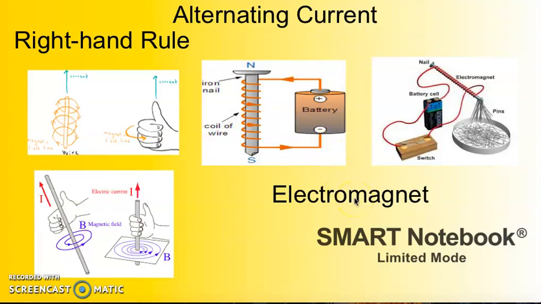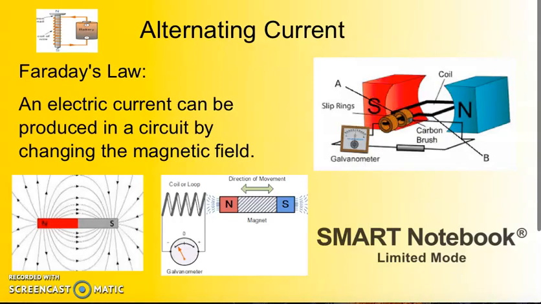This is what's called an electromagnet. So what does that have to do with alternating currents? Well, let's apply this. It's Faraday's law. You don't have to know who Faraday is. He discovered that an electric current can be produced in a circuit by changing the magnetic field.